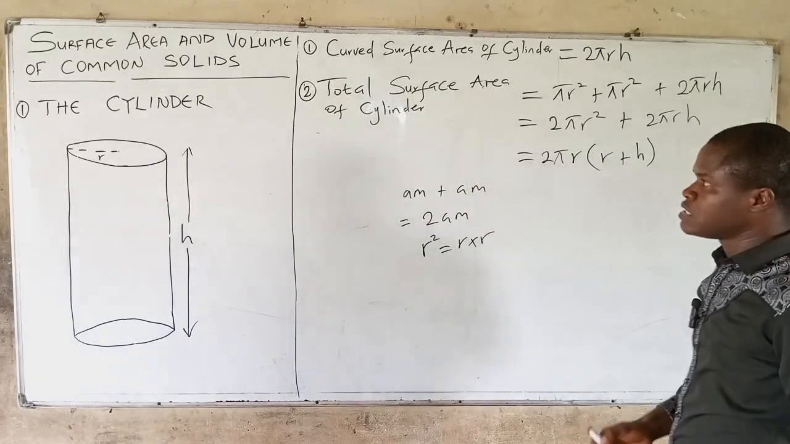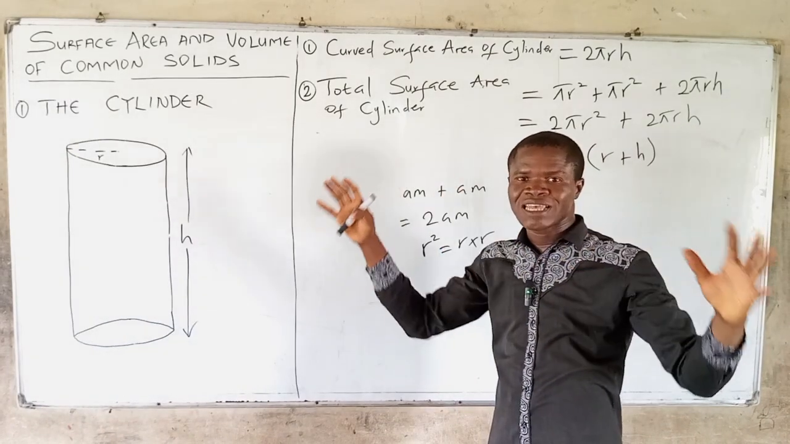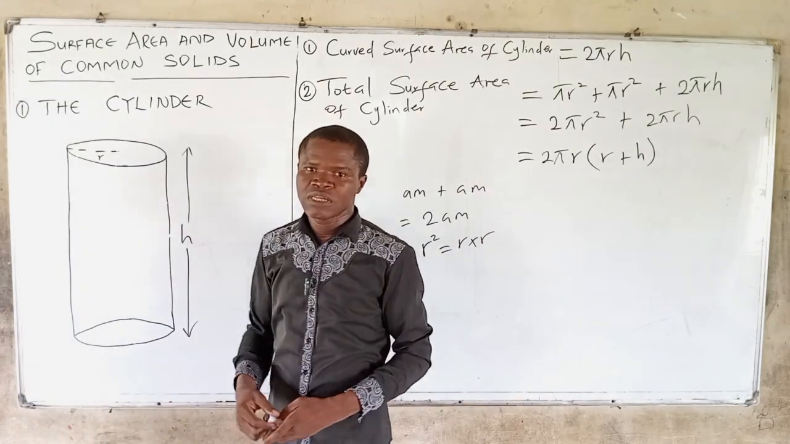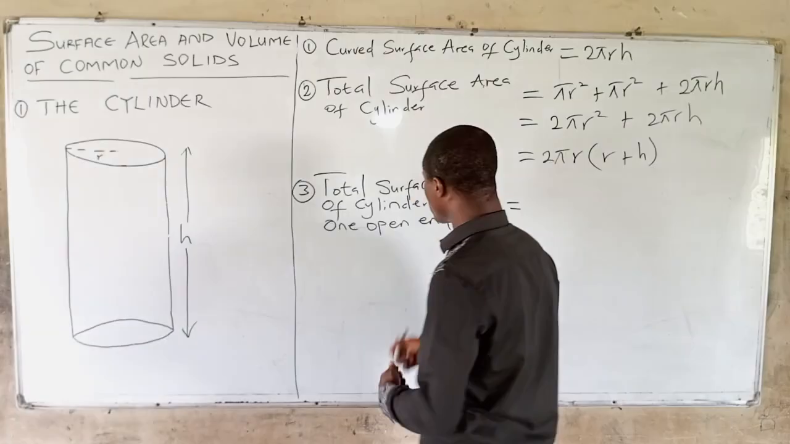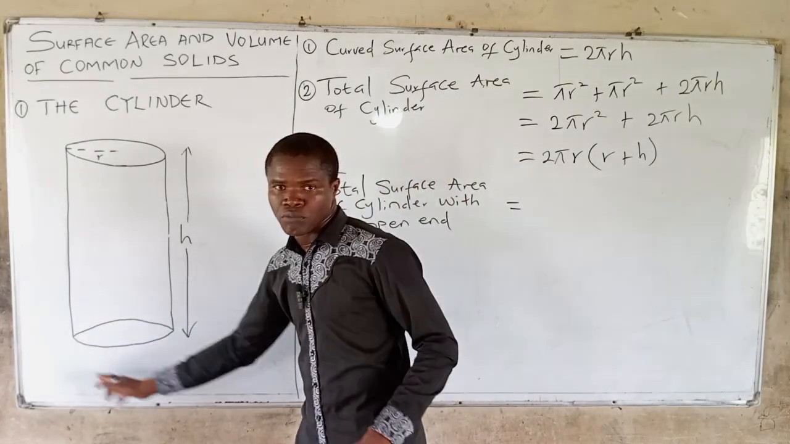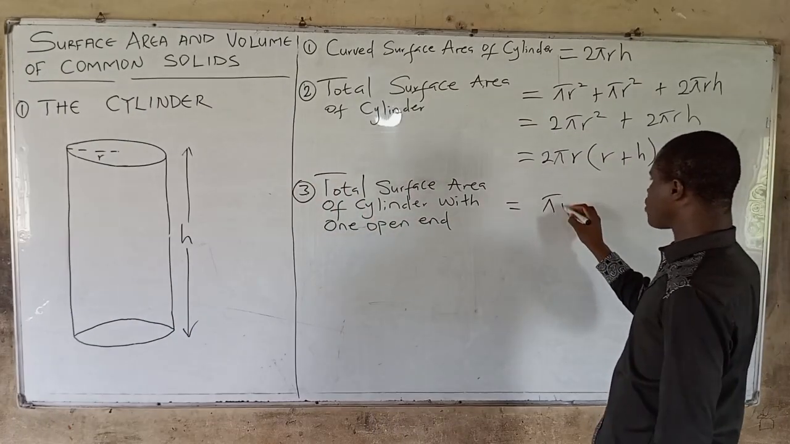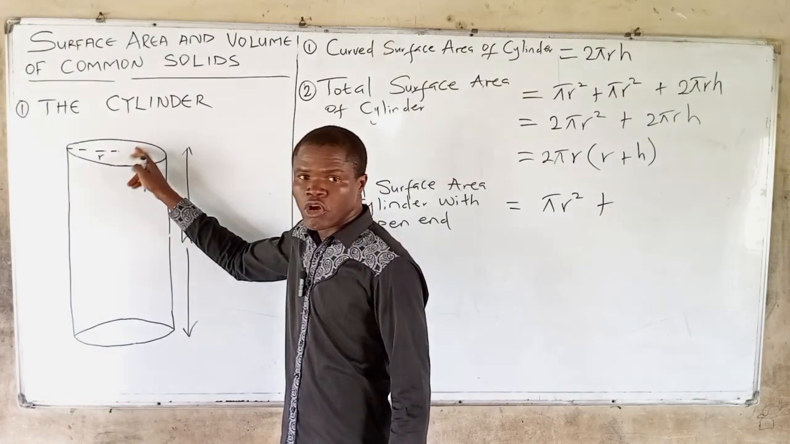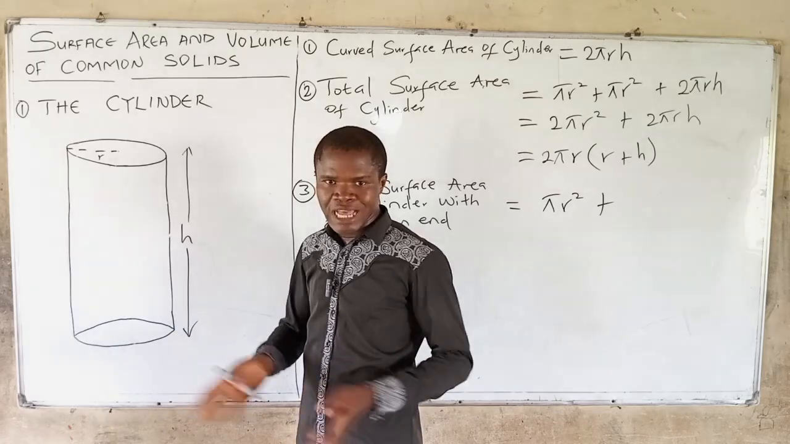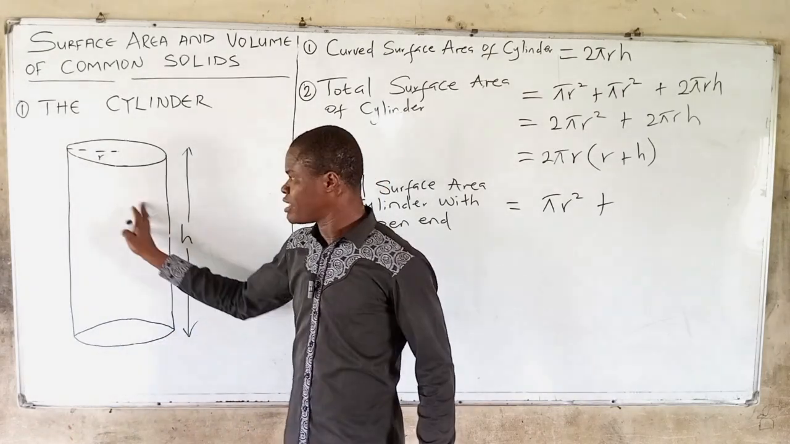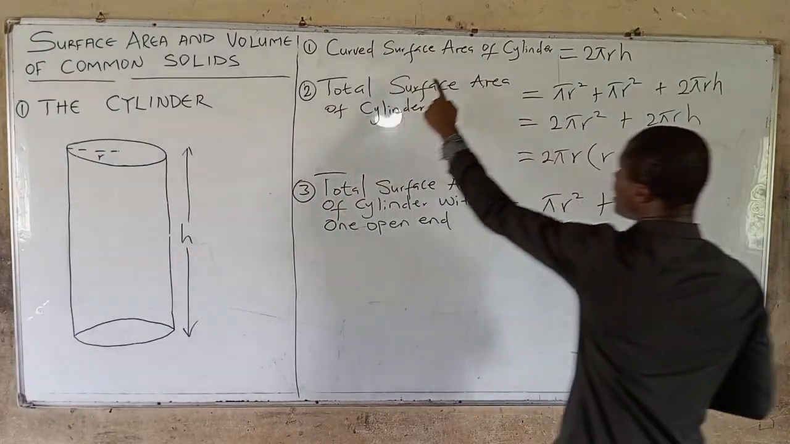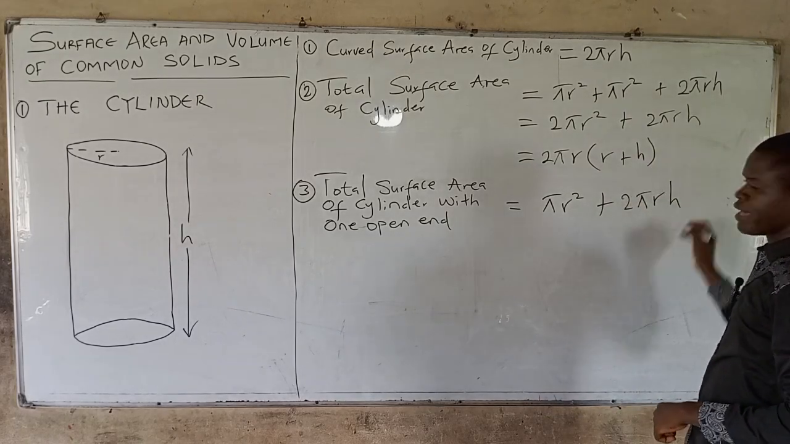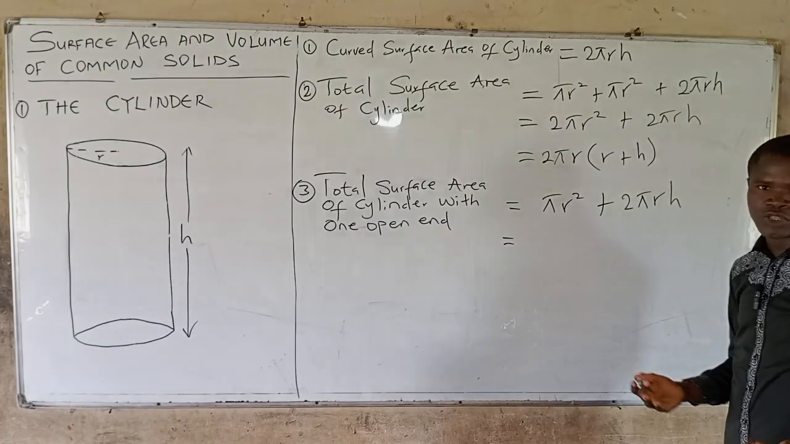Now the third one is the total surface area of the cylinder with one open end. So when that is the case, the formula becomes, we are going to have it to be area of the bottom, which is pi r square plus area of the curved surface. Because the top is open, we are not going to add the area of the top. So area of the bottom plus area of the curved surface. And the area of the curved surface is given as what? 2 pi r h.